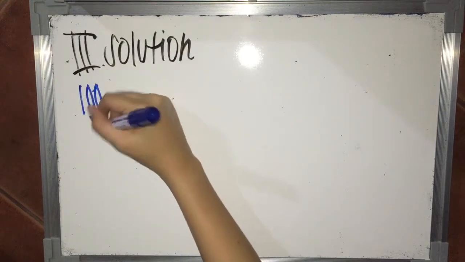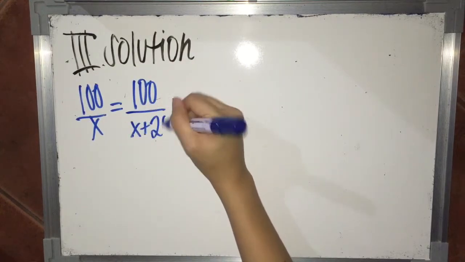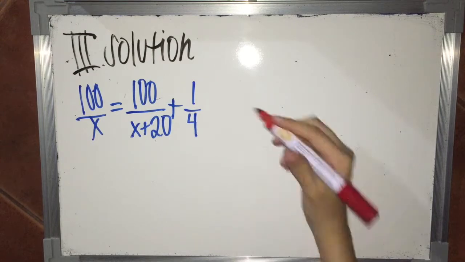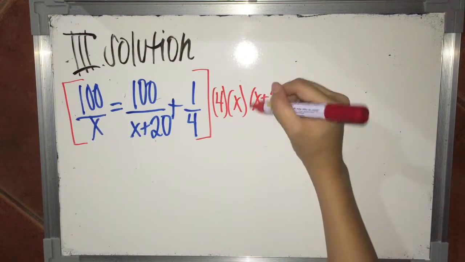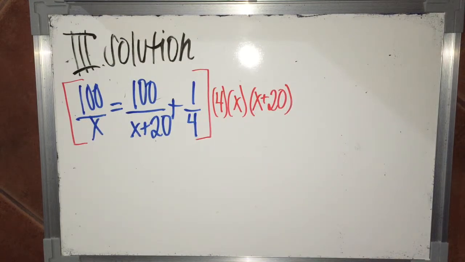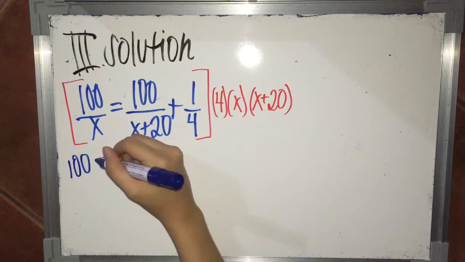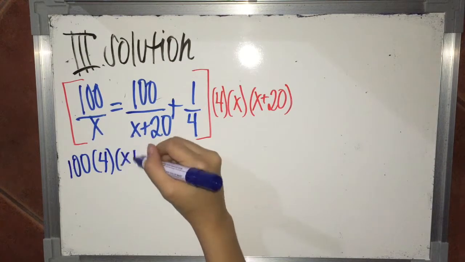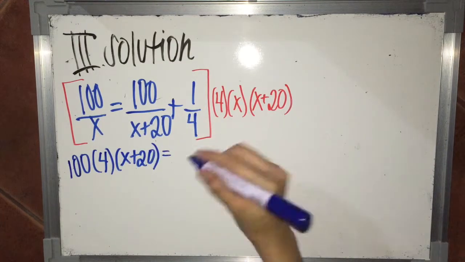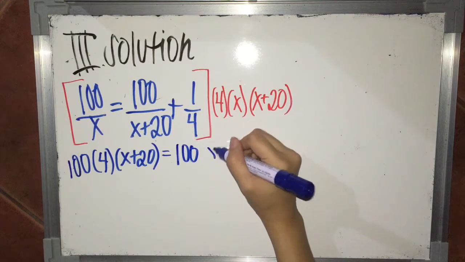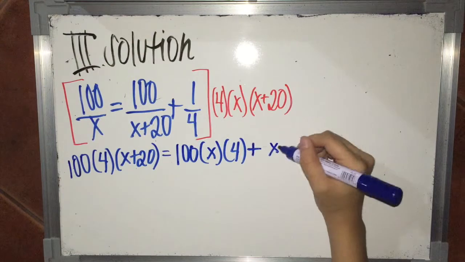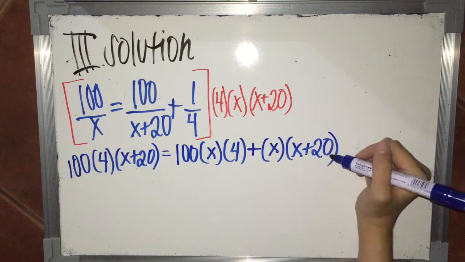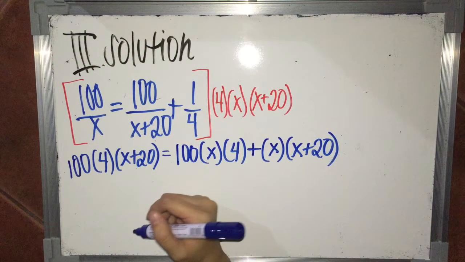Step 3, solution. Okay, so we get the LCD of all terms and then multiply it so that we could take out the denominators on all the terms. X is cancelled out, so it will be 100 times 4 times x plus 20 equal to 100 times x times 4, since x plus 20 got cancelled out, plus x times x plus 20, since 4 got cancelled out this time. Then we simplify.